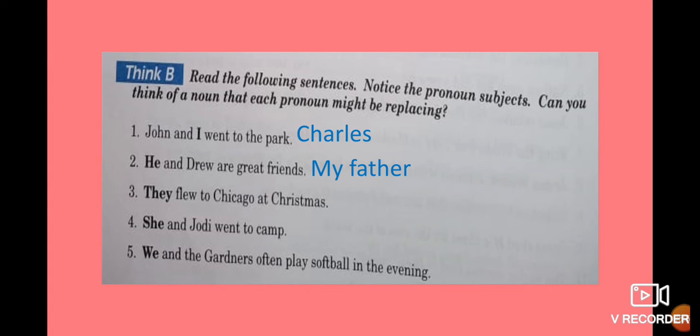Number 3, they flew to Chicago at Christmas. We can substitute and say Nicole, Esther, and Patty flew to Chicago at Christmas. Number 4, she and Jody went to camp. We can say Genesis and Jody went to camp. Number 5, we and the gardeners often play softball in the evening.